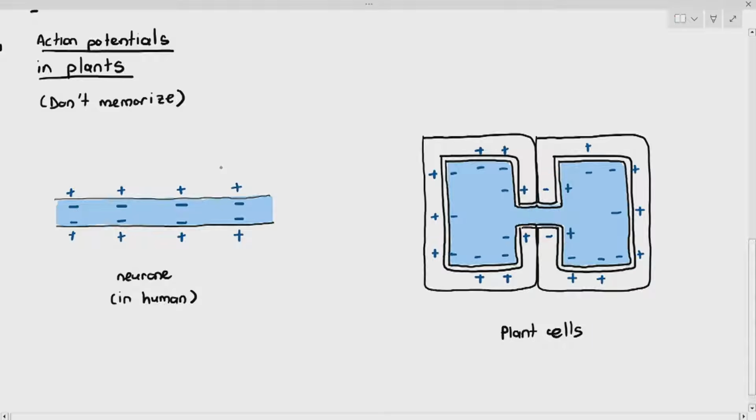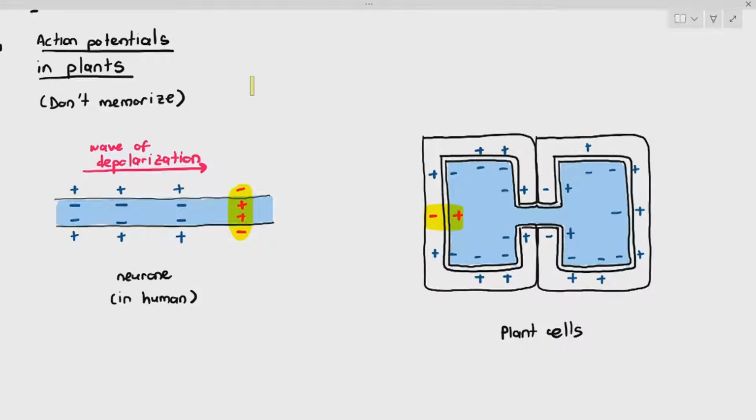Now remember, in humans, when they undergo depolarization where the inside becomes more positive or a higher voltage than the outside, the charges will flip, and the changing of the charge will cause it to depolarize the next area, the next area, and the next area. And this is called the wave of depolarization or the wave of action potentials. This is just the electrical impulse moving along the neuron. The same thing also happens in plant cells, because if one area depolarizes, where the inside becomes more positive than the outside, it also causes the next area to depolarize as well, and it travels along the cell surface membrane of the plant cells.